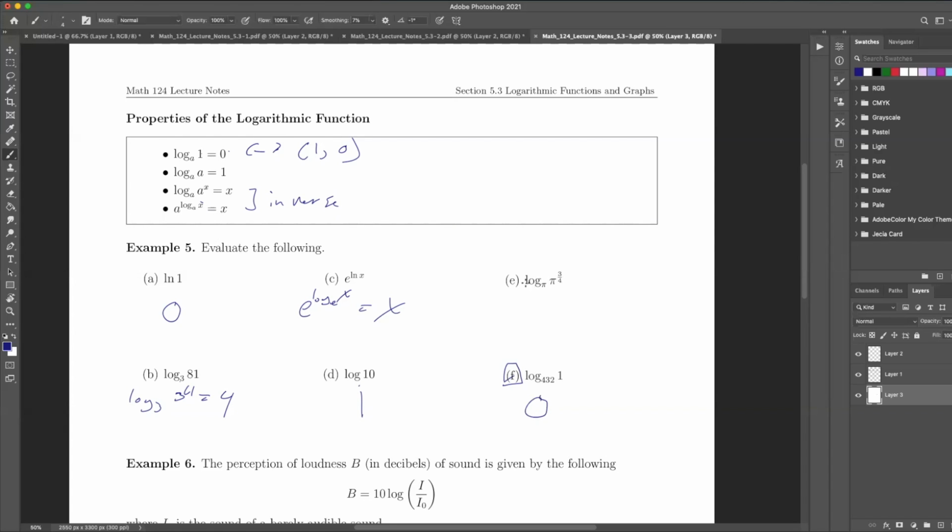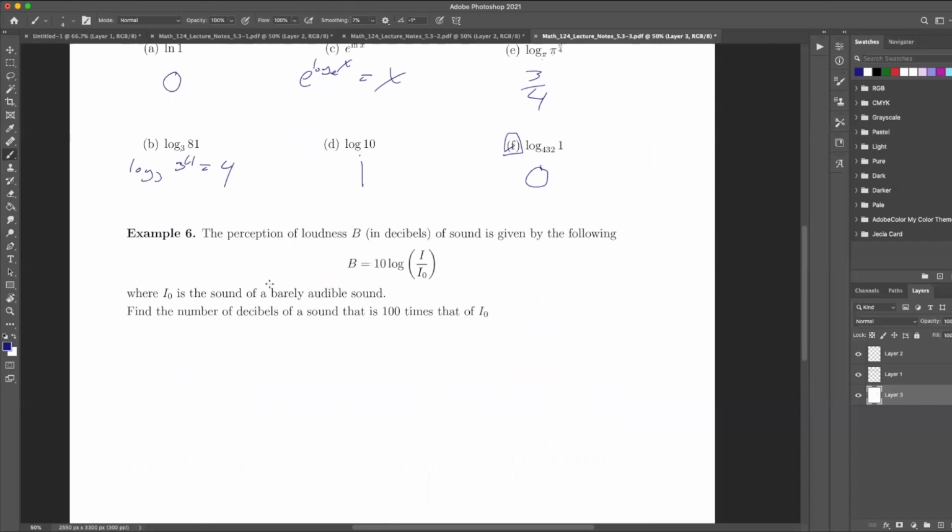All right, does anyone have a guess what this one, log base pi of pi to the 3/4 power, is? Go ahead and just use this property right here. No guesses? Yeah, 3/4. And so here I have log base pi of pi to the 3/4 power. Well, that just means 3/4, okay? You'll get used to running through these, and we'll look at some of the homework in a second.